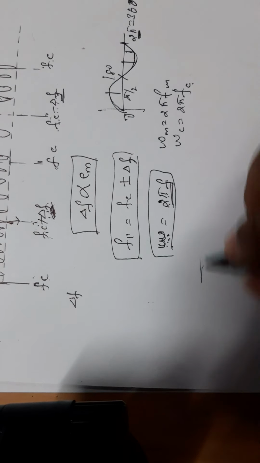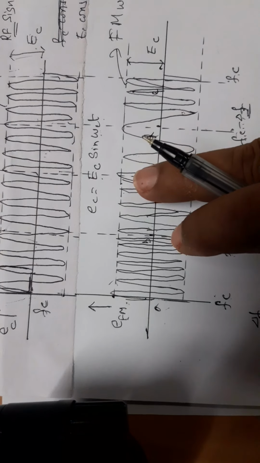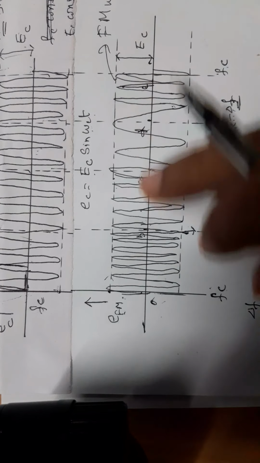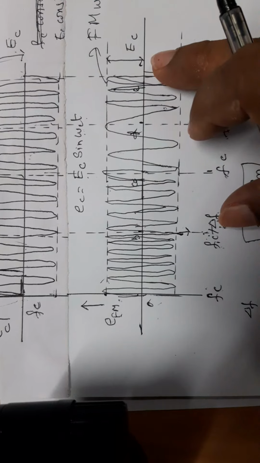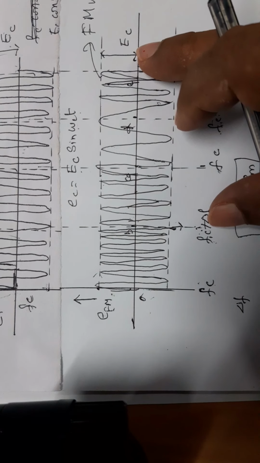Okay. Now, see, this is a frequency modulated wave, where the amplitude Ec remains constant. Only the angle changes. That is, the frequency change occurs through angle change. Since the angle changes, it contains frequency. Frequency modulation is also called angular modulation.